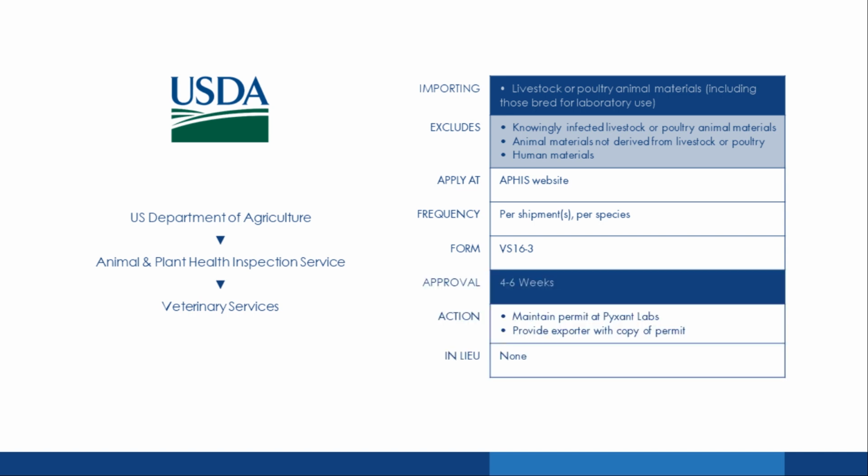Now, the USDA has a little bit of a longer approval lead time. This can conservatively take 4 to 6 weeks. And once we obtain a permit, we maintain a copy of it for our records. And then we also provide the exporter with a copy of that permit as well.